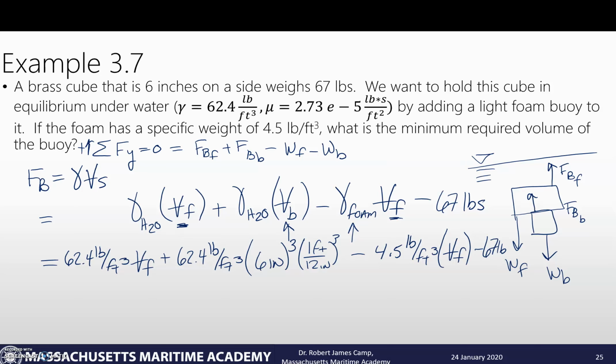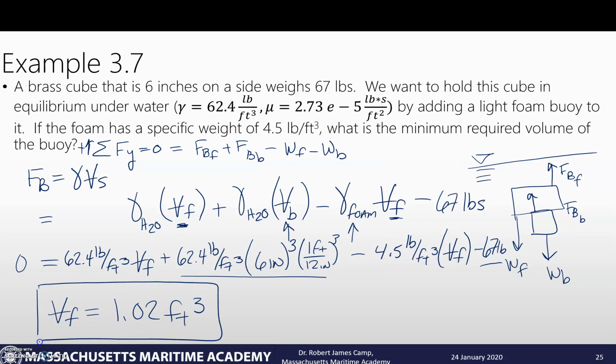And so what I can do is isolate my variables. Since this all has to equal 0, I can bring over the terms that are numbers to the left-hand side, and then I can bring out my volume of the foam and divide everything through. So I just solved this equation for the volume of the foam. What I should be getting is 1.02 cubic feet of foam. One equation, one unknown.